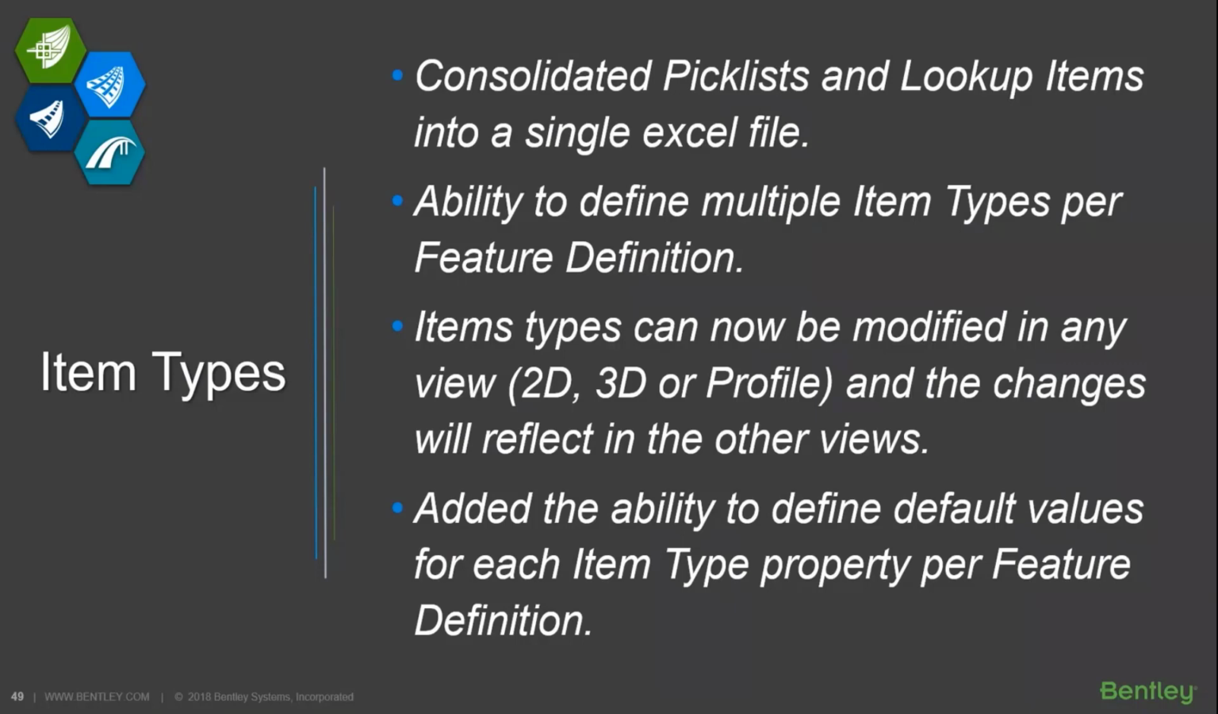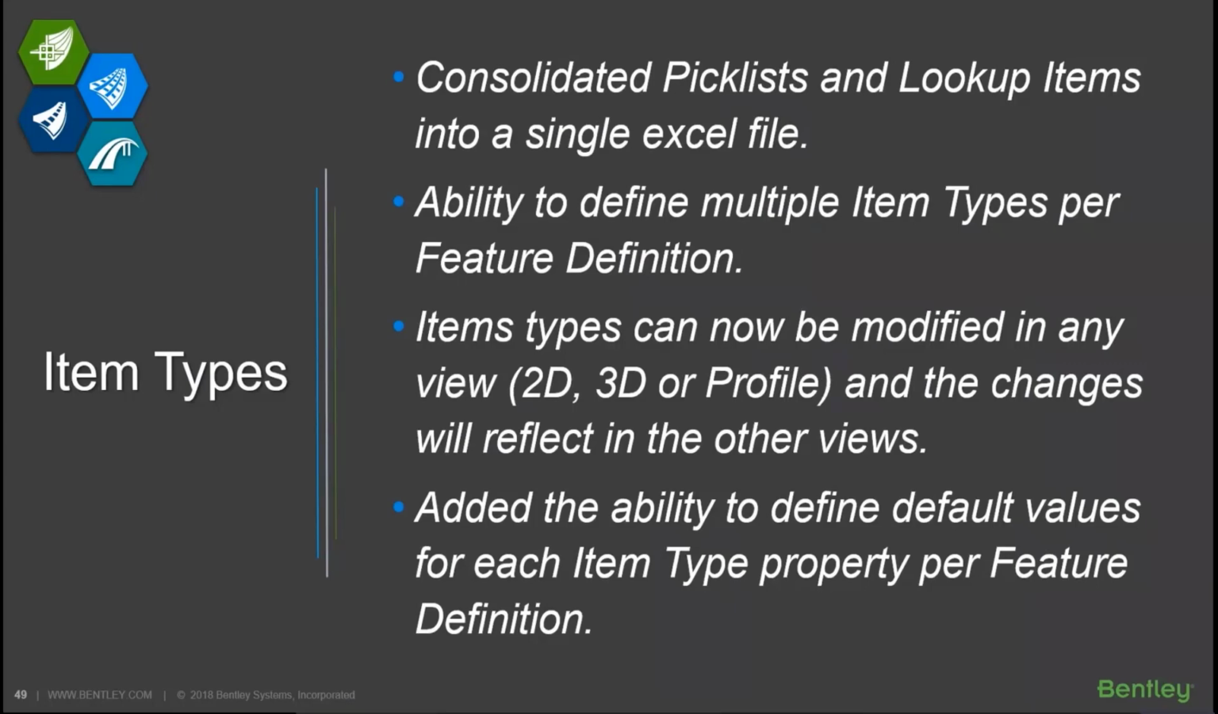Okay. The next thing we did is we added the ability to define multiple item types per feature. In the past, you could only do one item type per feature. That's just not how the civil world operates. We needed multiple item types per feature. So we've added that enhancement in this release.